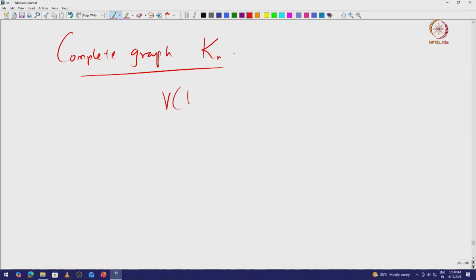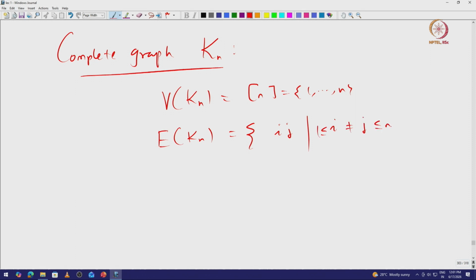So what is the vertex set of Kn? It is 1 to n, all the vertices from 1 to n, and then the edge set is you connect any two vertices i and j where i is different from j, coming from 1 to n. Okay. So that is called the complete graph on n vertices.